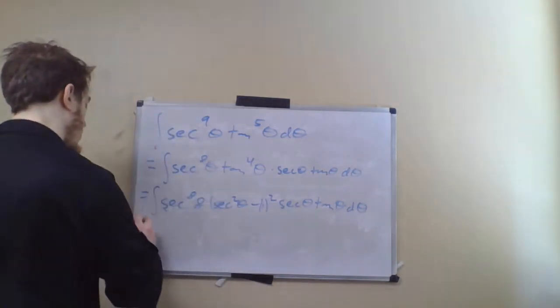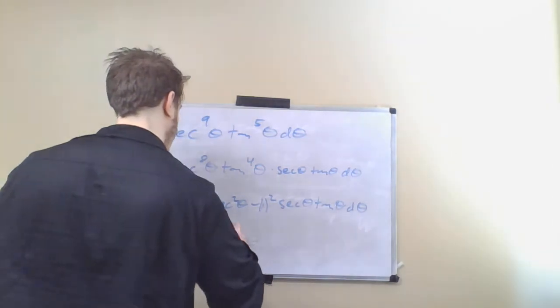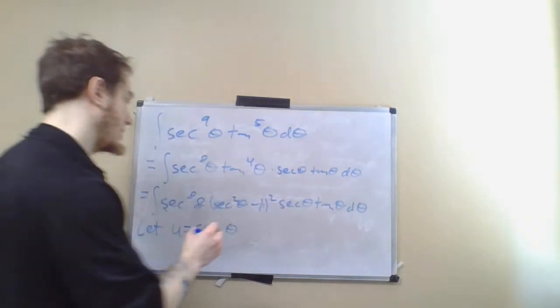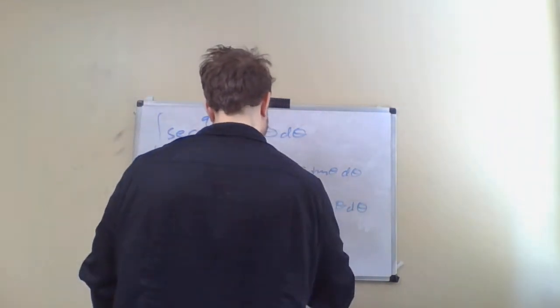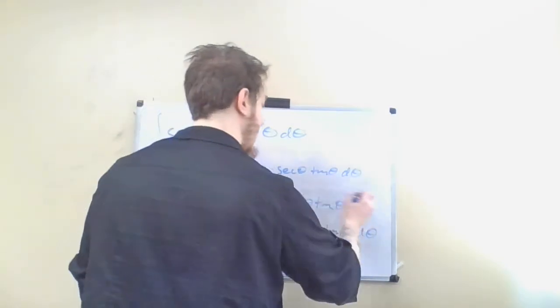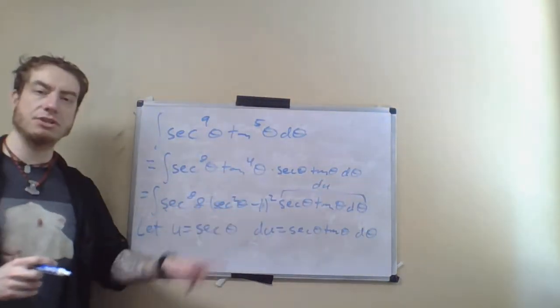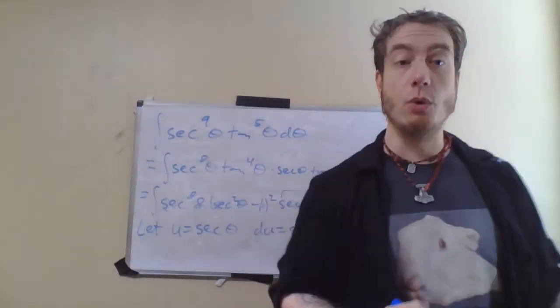So now what I can do is I can say, let's let u be equal to secant theta. Then du is going to be secant theta tangent theta d theta. So what I have here is a du, and everything else is written in terms of secants, which are my u.